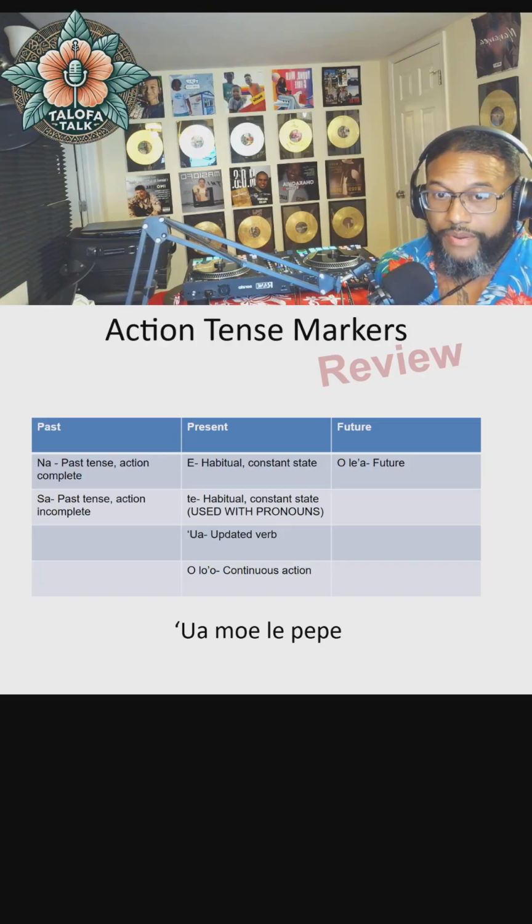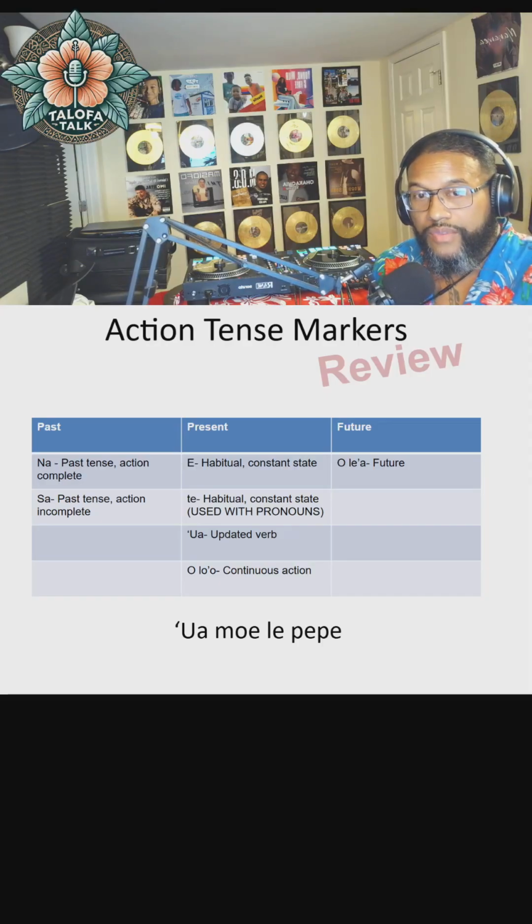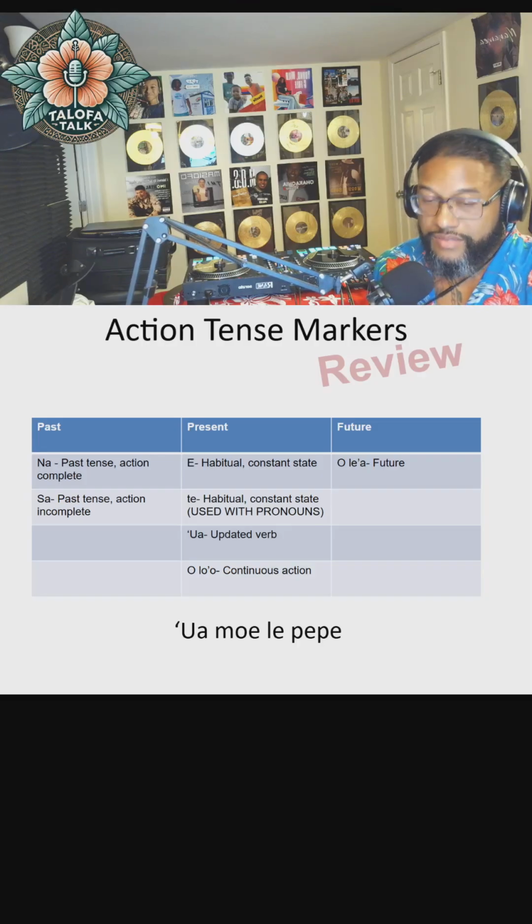Ua moi le pepe. Sorry, it's kind of hard for me to say slowly with my jaw. So I'm updating the listener on what's happening. When you were here, you were holding the baby or whatever. The baby was laughing and whatever. Now the baby is asleep. Ua moi le pepe.